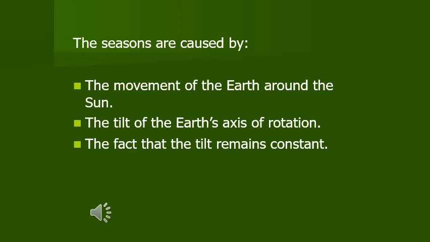The seasons are caused by the movements of the earth around the sun, the tilt of the earth's axis of rotation, and the fact that the tilt remains constant. Children, now we have completed the revolution part 2 also here. Now you came to know how seasons are coming to us and how the day and nights are occurring to us. So day and nights are coming to us because of rotation, and seasons are caused by revolution of the earth.